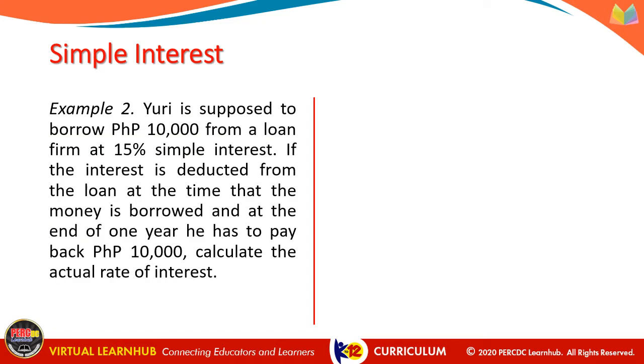Next, example number 2. Yuri is supposed to borrow 10,000 pesos from a loan firm at 15% simple interest. If the interest is deducted from the loan at the time that the money is borrowed and at the end of 1 year, he has to pay back 10,000 pesos, calculate the actual rate of interest. The given are future value F, 10,000 pesos. It is written here at the end of 1 year, he has to pay back 10,000 pesos. So 10,000 pesos is our future value F.